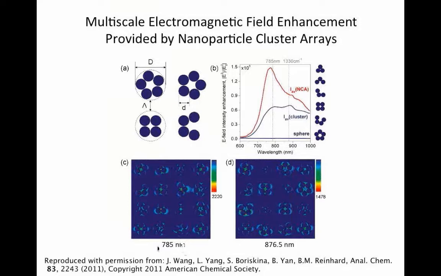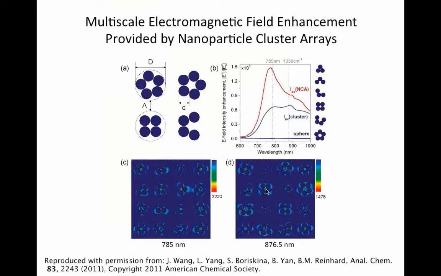And then we have a Raman shifted wavelength at 876.5 nanometer, which corresponds to a 1330 wave number vibrational frequency. And you can clearly see from these plots that the field enhancement coincides at the individual locations at these two different wavelengths. And that is very useful because this allows you to enhance the electromagnetic field both at the pump as well as the Raman shifted emission wavelengths. And that is used to boost your Raman signal in surface-enhanced Raman spectroscopy.